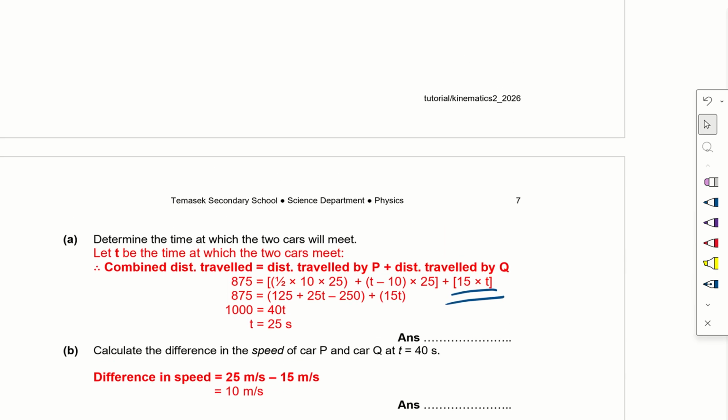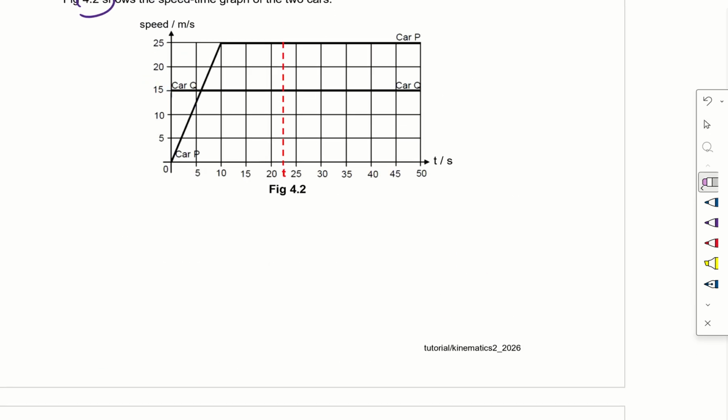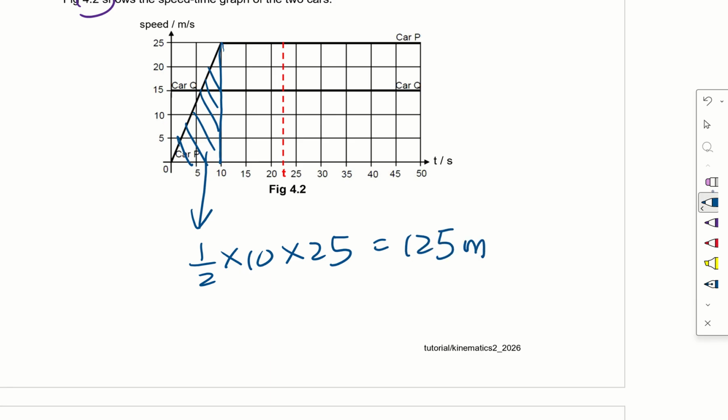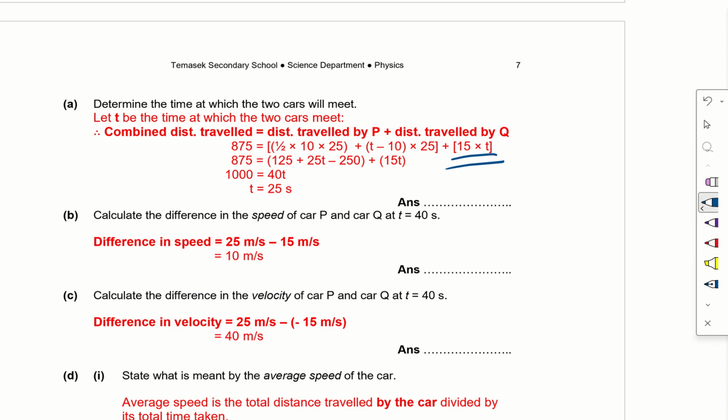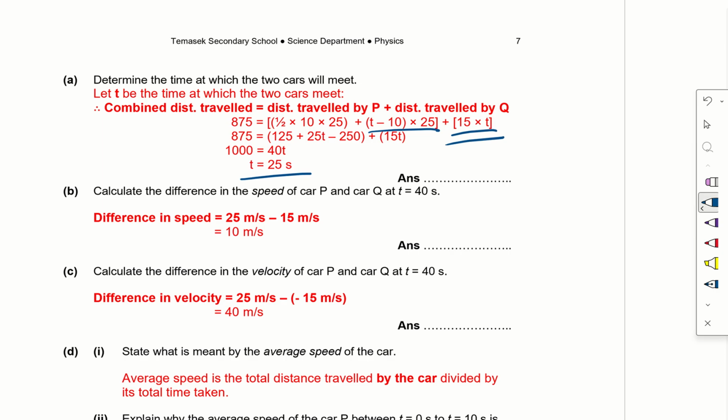Whereas for car P, it is actually made of two parts. But luckily, we can calculate this area. We know that for sure they will not meet over here. So we can calculate this, which is half times 10 times 25, so equals 125 meters. Then this T, we will need to subtract from this 10 seconds and then multiply by the height, which is the speed, to find the area under the graph, right? So it is this part over here. It's a little bit of mathematics, but if you break it down into these three parts, I think you can do it. So the time is actually 25 seconds.